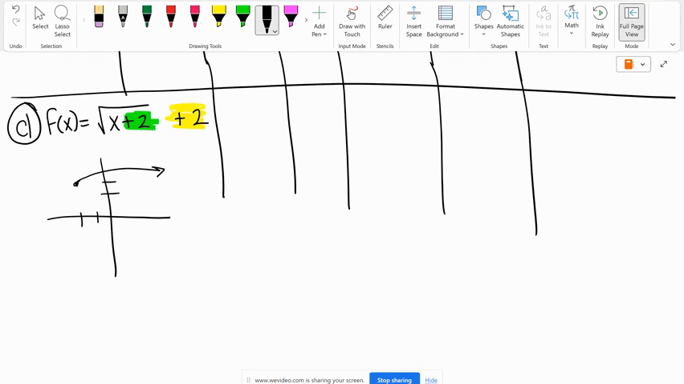All right, is it bounded above? No. Is it bounded below? Yes. Is it bounded? No. All right, what is our upper bound? None. Good. What is our lower bound? 2.